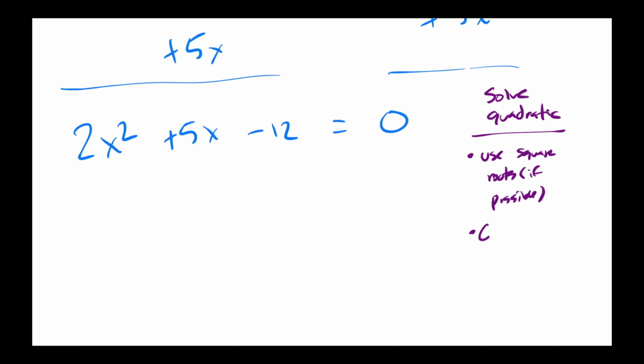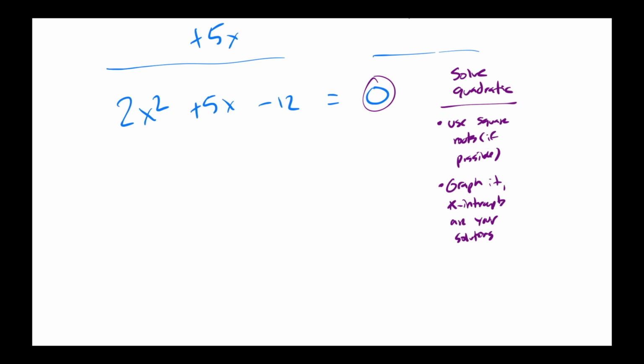Another way is to graph it, and the x-intercepts are your solutions, right? Because y equals 0, so that's x-intercepts. So if we graph it and just look at the x-intercepts, that's our answer.